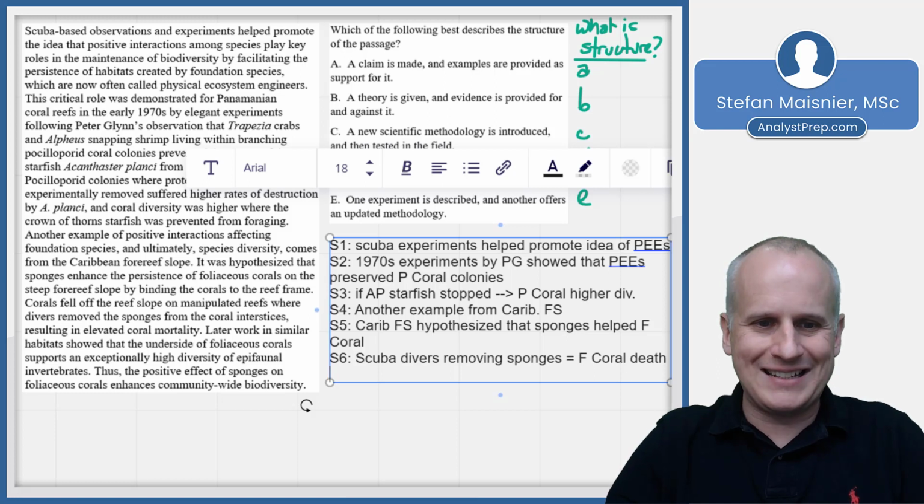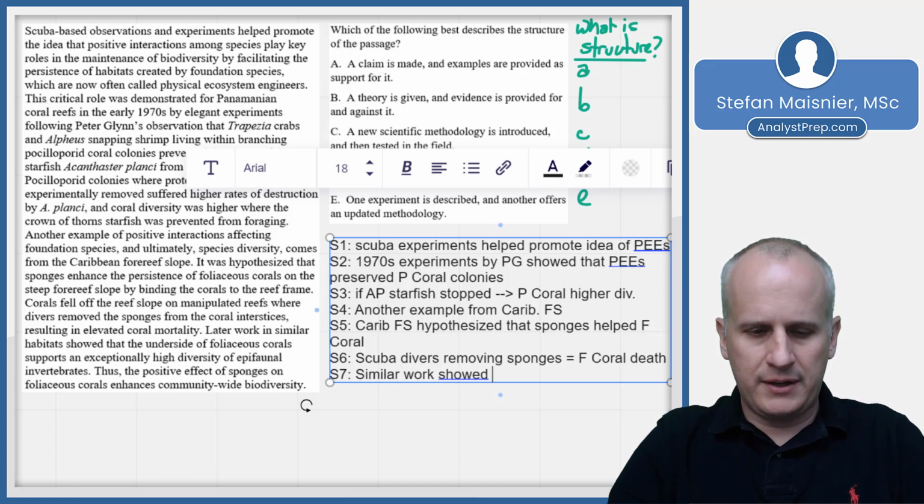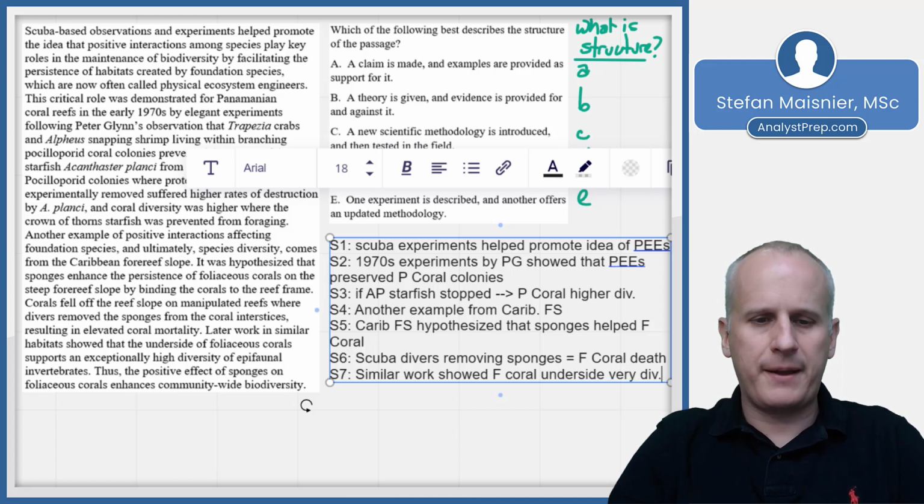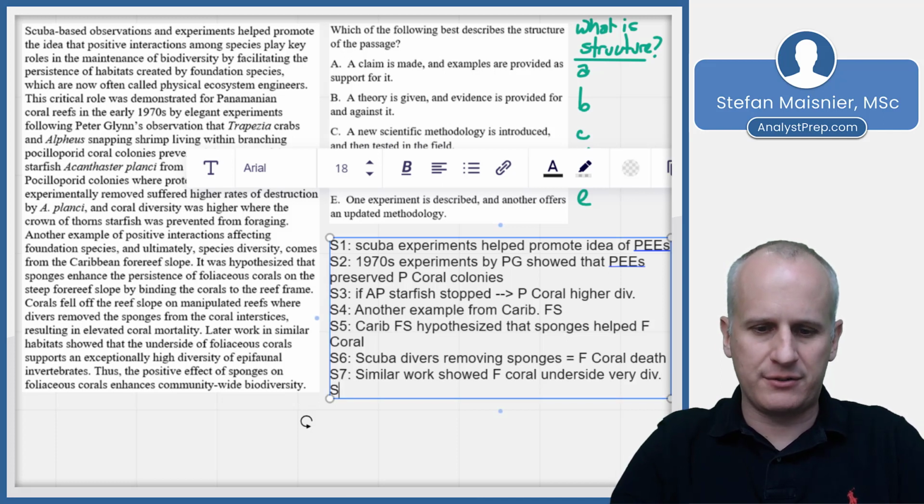Then later work in similar habitats showed that the underside of F corals supports an exceptionally high diversity of epifaunal invertebrates. Okay, so we know sentence 7 that similar work showed F coral underside very div, for diverse. Thus, the positive effect of sponges on foliaceous corals enhances community-wide biodiversity. So sentence 8 is that sponges saving the F coral equals up biodiversity.